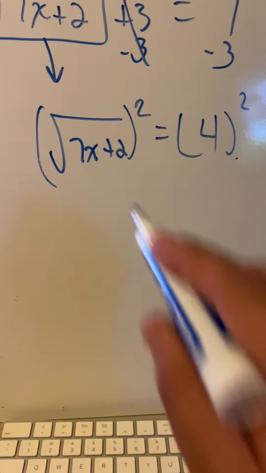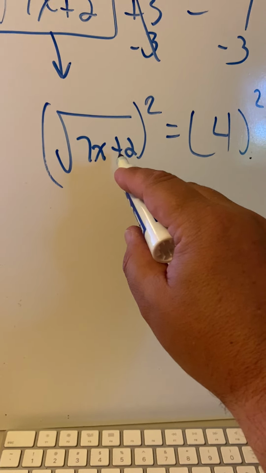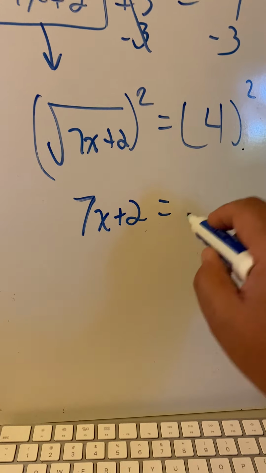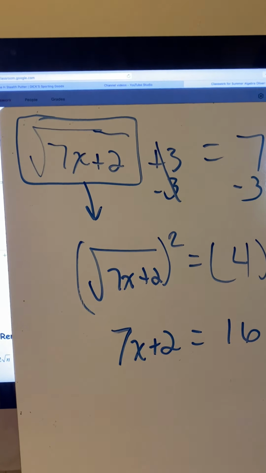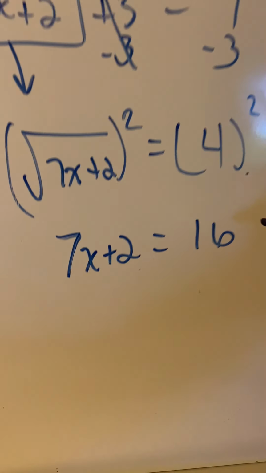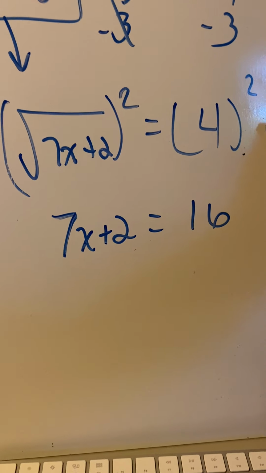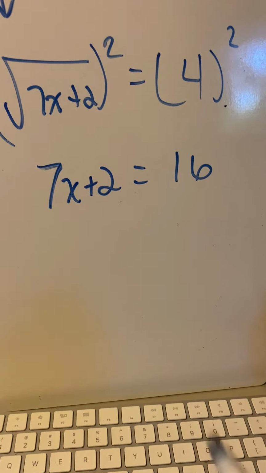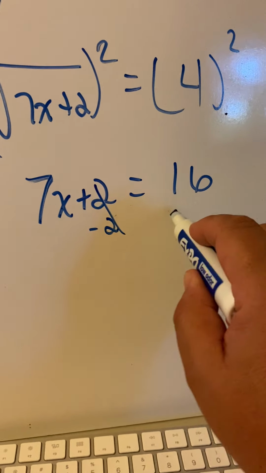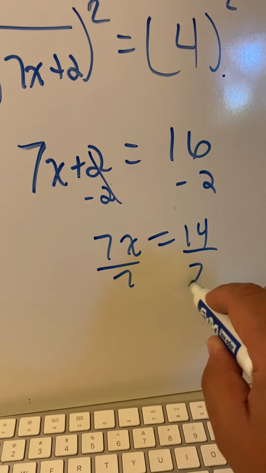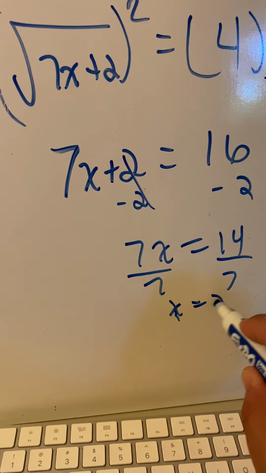This little piece here: the square root of 7x plus 2 to the second power is just 7x plus 2. And 4 squared is 16. Look, you've taken the radical equation with extra terms on the side of the radical, isolated the radical, multiplied both sides, or taken both sides to the second power. Now it's just a two-step equation. Subtract 2. 7x is equal to 14. Divide by 7. And x equals 2.